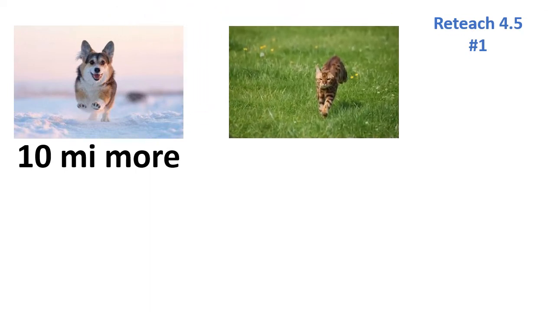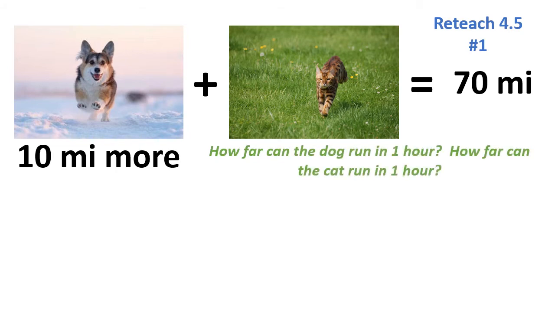Now let's do Reteach 4.5 number 1. Suppose in 1 hour a dog can run 10 miles farther than a cat can run. And together, the two animals can run a total of 70 miles in 1 hour. How far can the dog run in 1 hour? How far can the cat run in 1 hour?